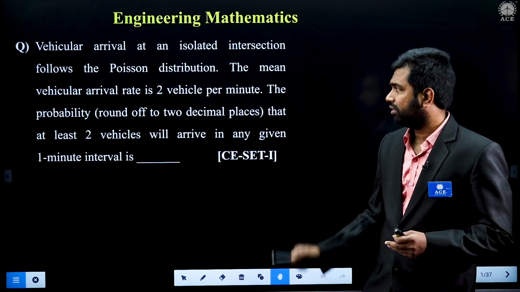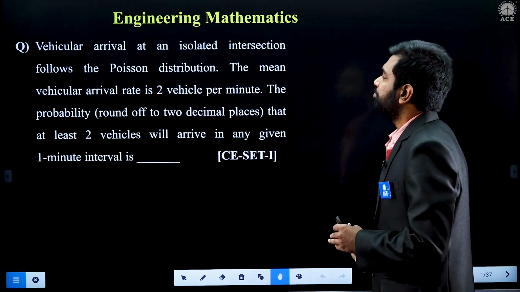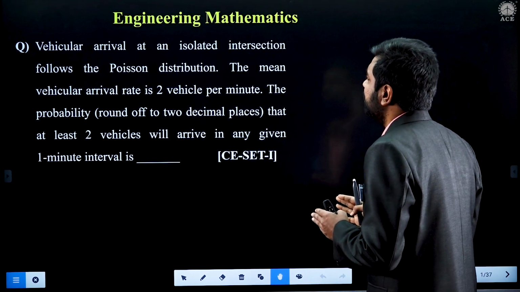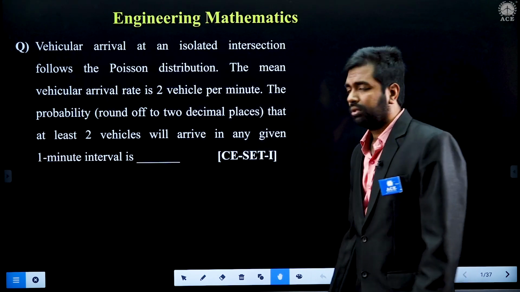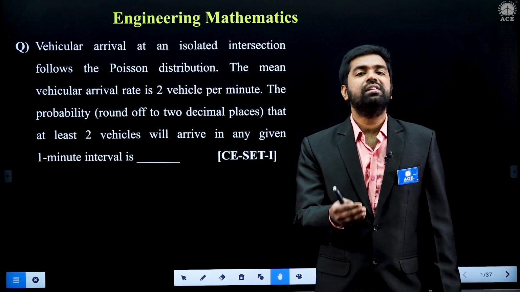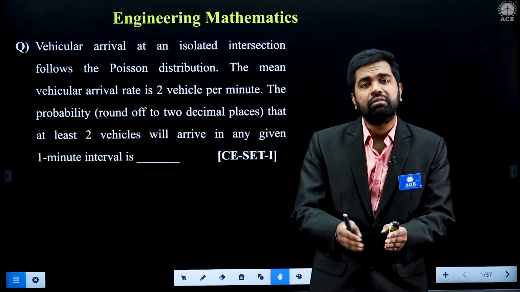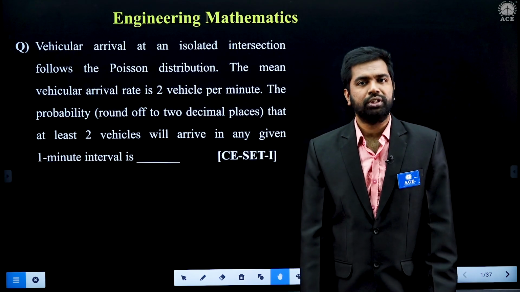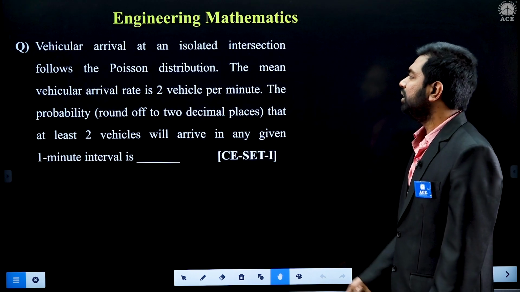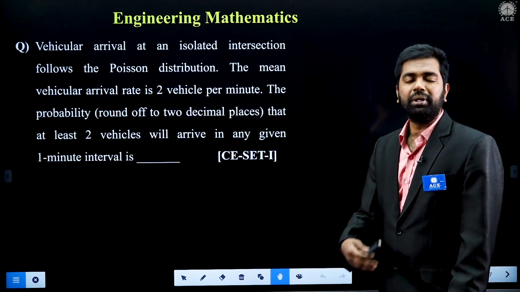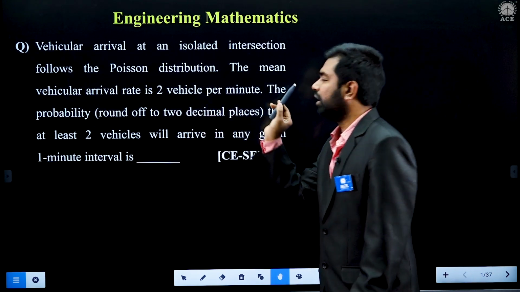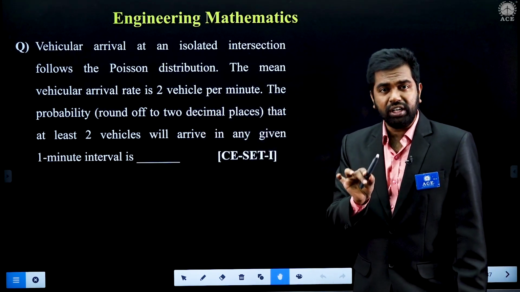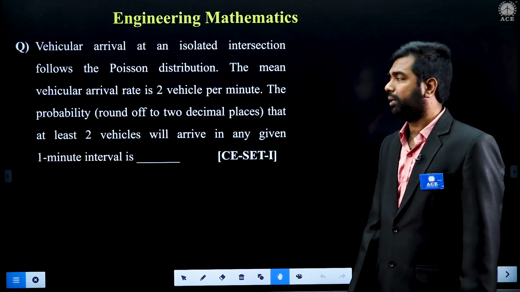So this is the first question. He says, vehicular arrival at an isolated intersection follows Poisson distribution. We know the number of vehicles arriving in a particular duration follows Poisson distribution. He also gives the mean arrival rate. How much is the mean arrival rate? 2 vehicles per minute. That means on an average, there are 2 vehicles arriving per minute.